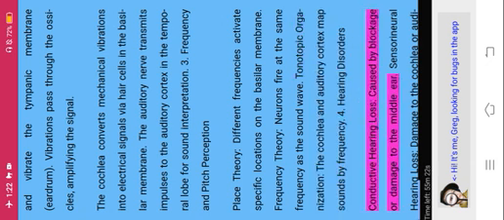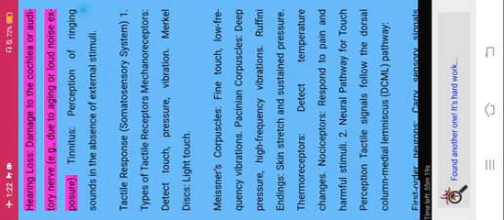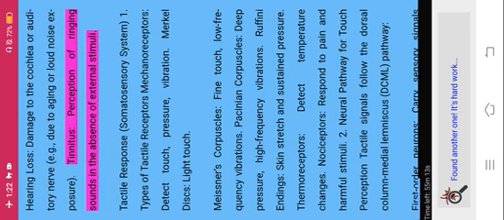4. Hearing disorders. Conductive hearing loss, caused by blockage or damage to the middle ear. Sensorineural hearing loss, damage to the cochlea or auditory nerve, e.g., due to aging or loud noise exposure. Tinnitus, perception of ringing sounds in the absence of external stimuli.